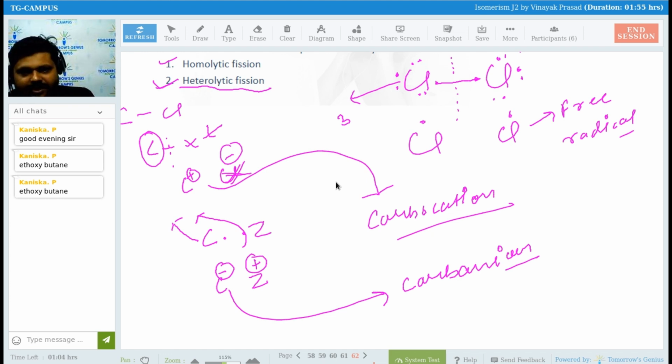Carbanion. Got it? Because carbon is more electronegative, it will pull the electron from the adjacent element. If it is pulling the electron from the adjacent element, it means there will be a generation of carbanion, because it is pulling the electron. If it is donating the electron, then a carbocation will be there. Is it okay? Carbocation and carbanion. Fine, guys. I hope everyone is understanding the concepts. Good.